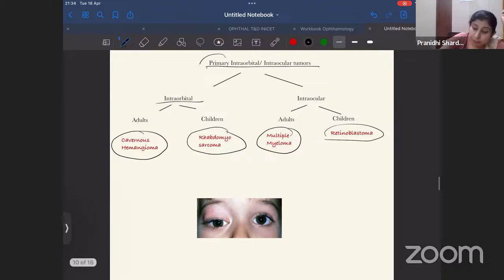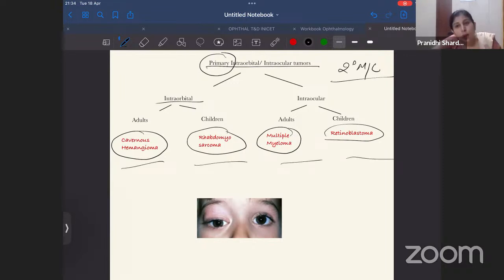But these are the primary tumors. While both in intraorbital, especially, and intraocular, secondary tumors are most common per se. Secondary tumors are more common. But when we talk about the primary tumors, these are the tumors which are most common. Okay, apart from secondary, when we talk about the primary, you have to learn these 4 tumors.